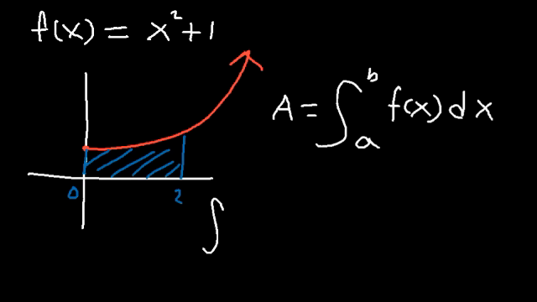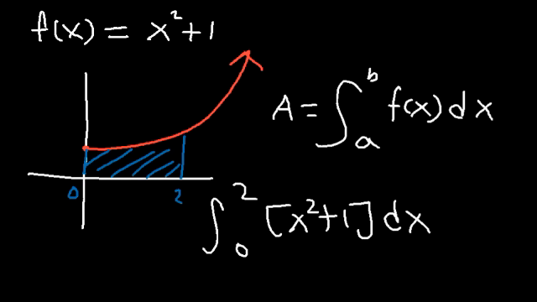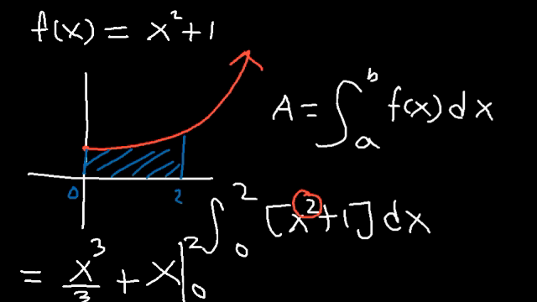So this is going to be the antiderivative from 0 to 2 of x squared plus 1 dx. Now the antiderivative of x squared is x cubed divided by 3. The way to get that answer is to add 1 to the exponent. 2 plus 1 is 3, and then divide by that number, which is 3. Now, what's the antiderivative of 1? It's x, because the derivative of x is 1. And this is going to be evaluated from 0 to 2.